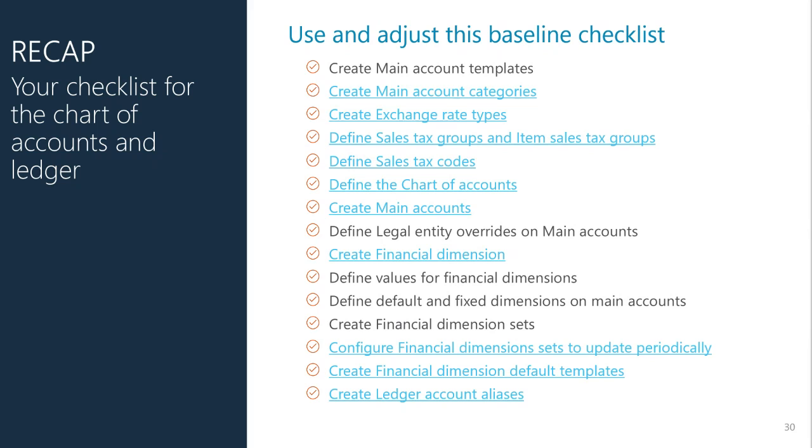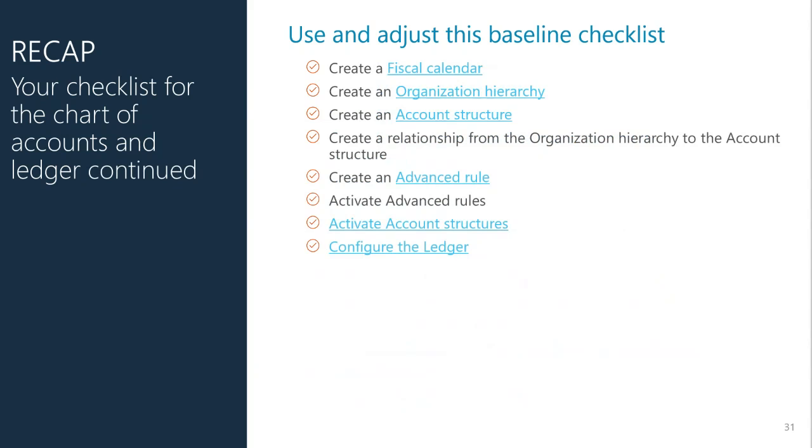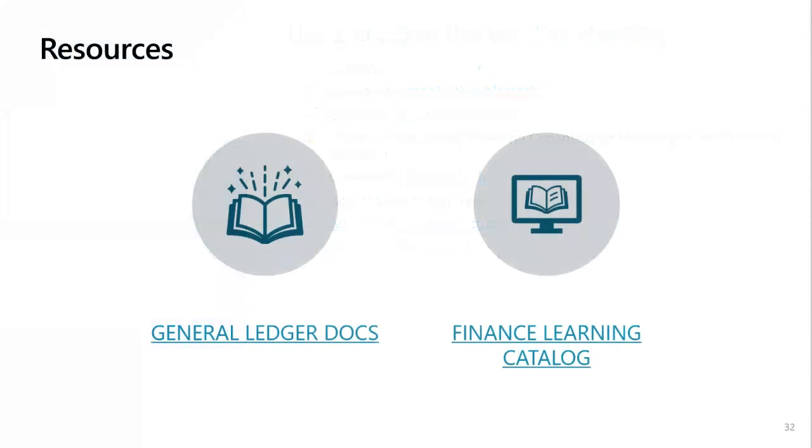We're about halfway through that checklist now in terms of the things that we've talked about and covered in parts 1 and 2. And we'll be taking a look at a lot of these other setups and configurations in parts 3 through 5 of our Tech Talk series. We have also pulled together resources for you, a link here to the General Ledger docs, which recently had a reorganization. And we also have the Finance Learning Catalog.